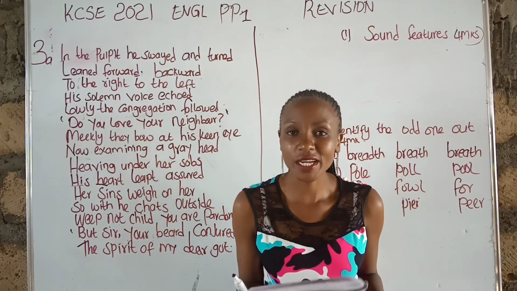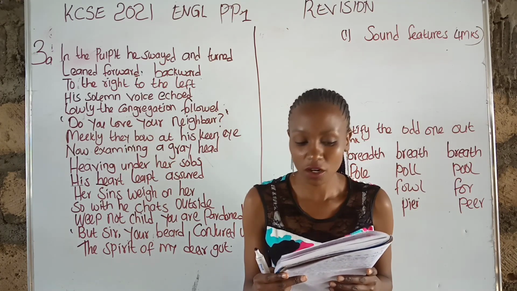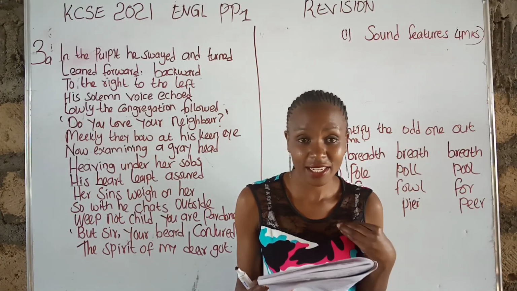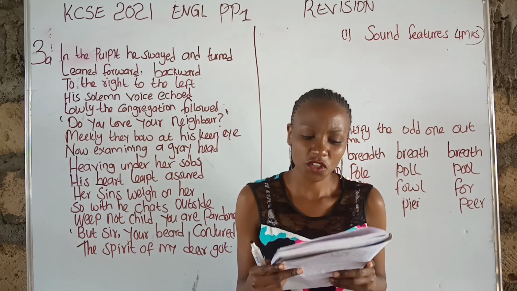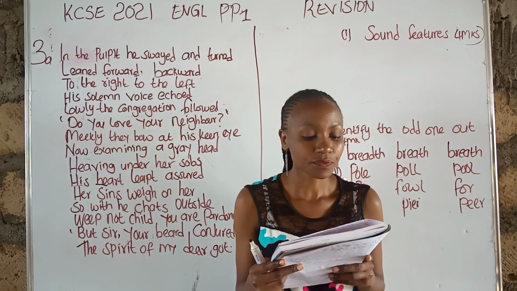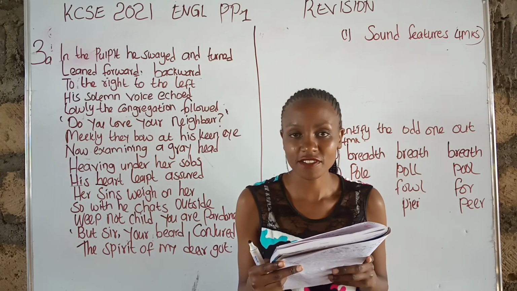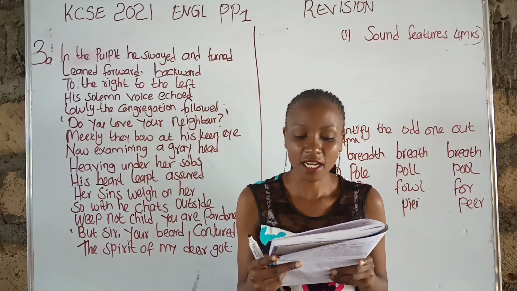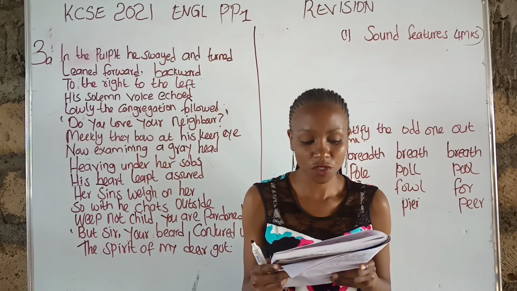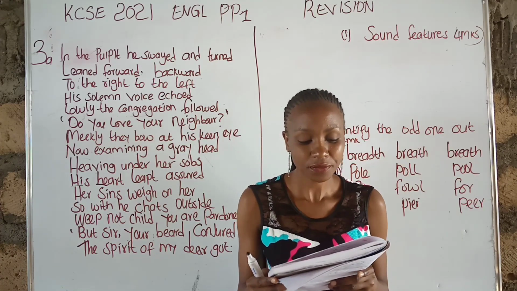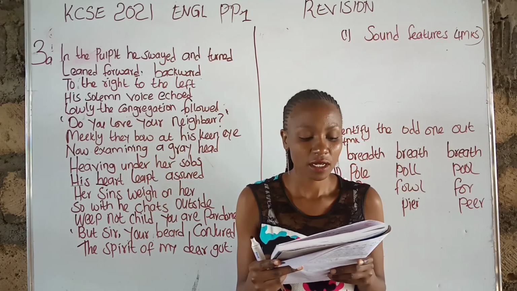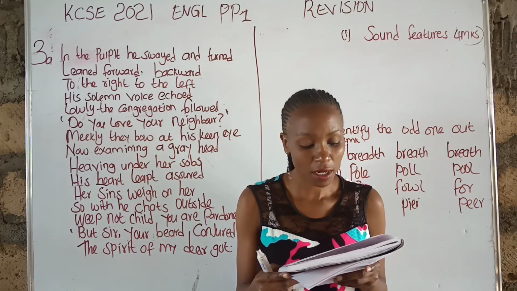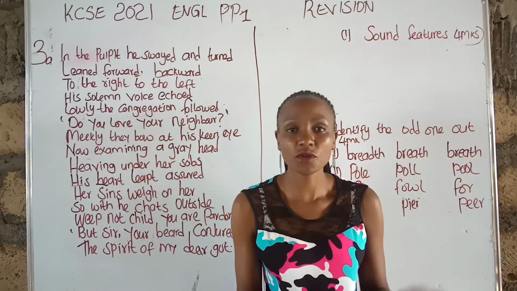In the pulpit he swayed and turned, leaned forward and backward, to the right, to the left, his solemn voice echoed. Lowly the congregation followed. Do you love your neighbor? Meekly they bow at his keen eye, now examining a grey head, heaving under her sob. His heart leaped assured, her sins weighed on her. So with her shirt outside, weep not, child, you are pardoned, but sir, your beard conjured up the spirit of my dear God.